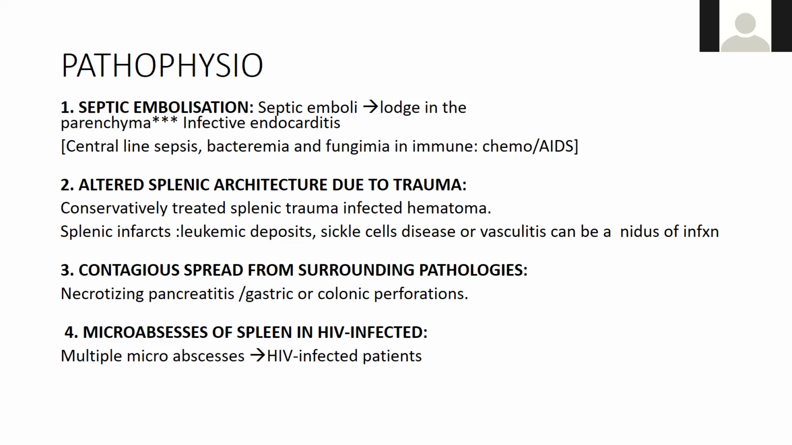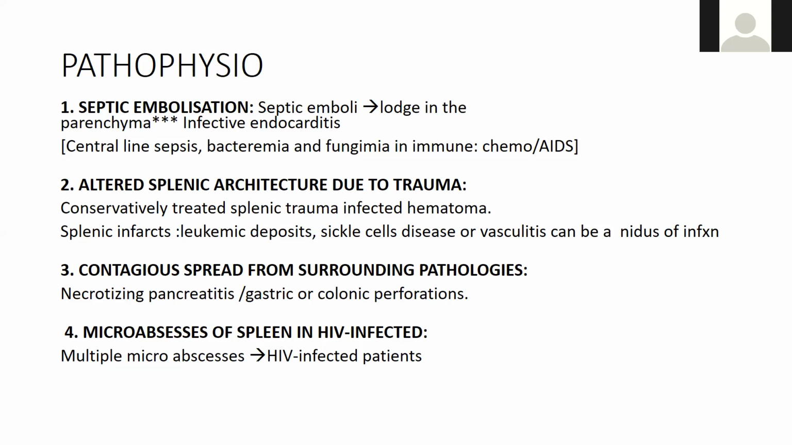The other pathophysiology of how trauma leads to a splenic abscess is usually this: when you have a splenic trauma, you do conservative management. You have a residual hematoma which becomes infected. So this becomes a nidus for other bacterial infections to set in. And in vascular hematological malignancies, you have infarcts. And these are usually seen with patients with underlying vasculitis or sickle cell disease.